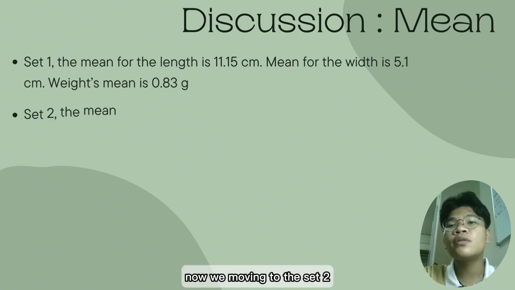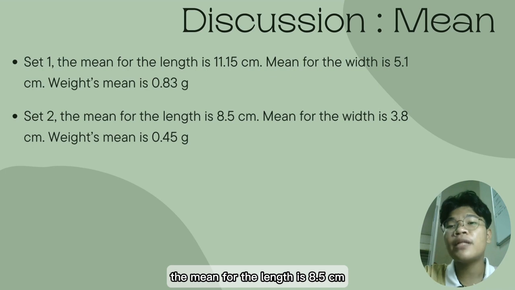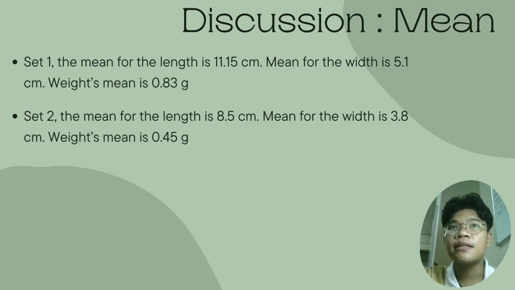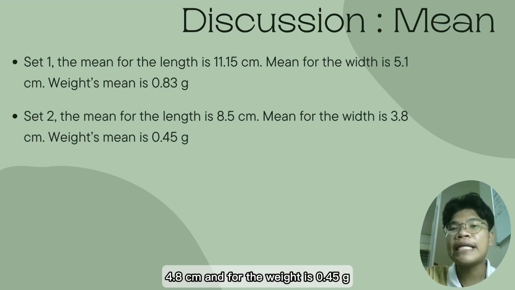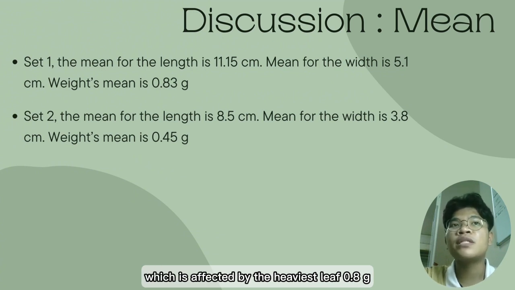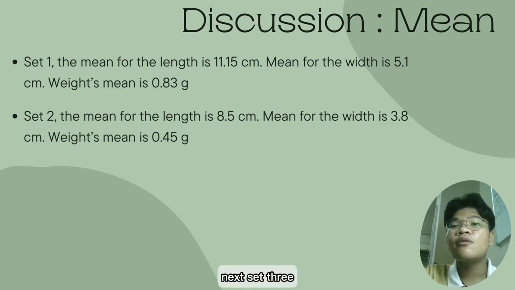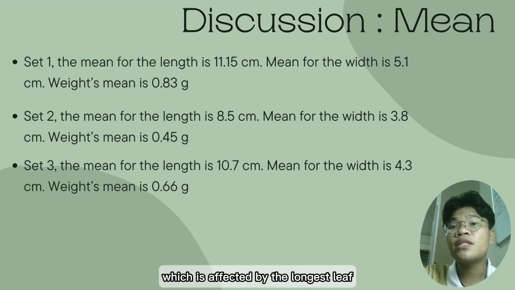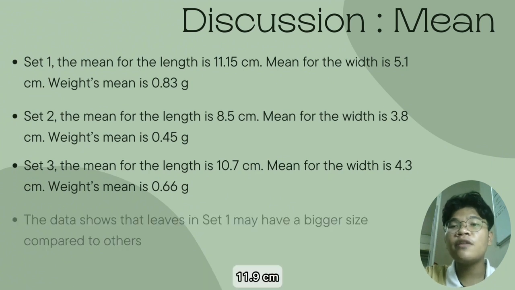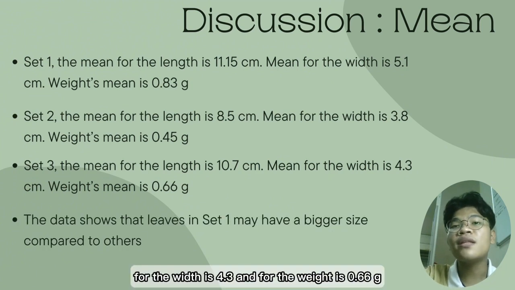Now, we're moving to set 2. The mean for the length is 8.5 cm. For the width it is 3.8 cm, which is affected by the widest leaf, 4.8 cm, and for the weight it is 0.45 gram, which is affected by the heaviest leaf, 0.8 gram. Next, set 3. The mean for the length is 10.7 cm, which is affected by the longest leaf, 11.9 cm. For the width it is 4.3, and for the weight it is 0.66 gram.